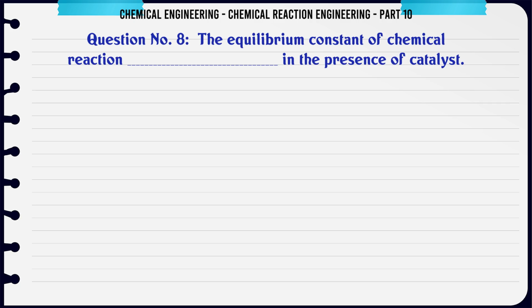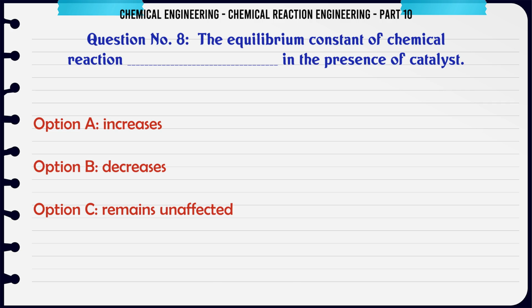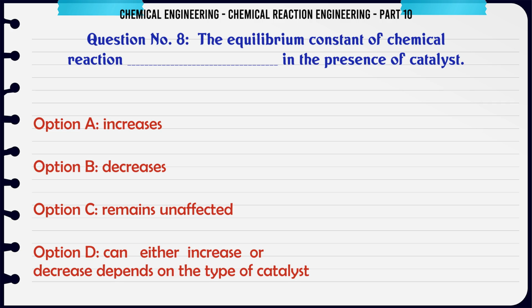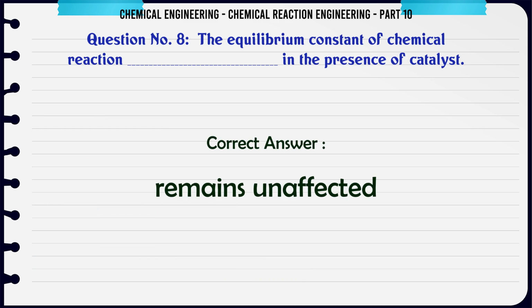The equilibrium constant of a chemical reaction in the presence of a catalyst: A) increases, B) decreases, C) remains unaffected, D) can either increase or decrease, depends on the type of catalyst. The correct answer is remains unaffected.